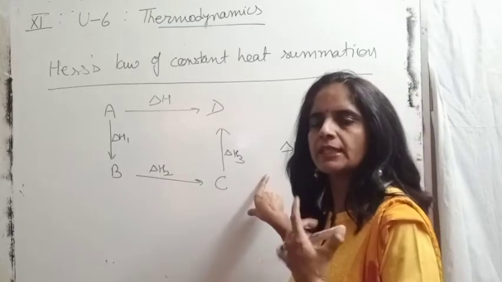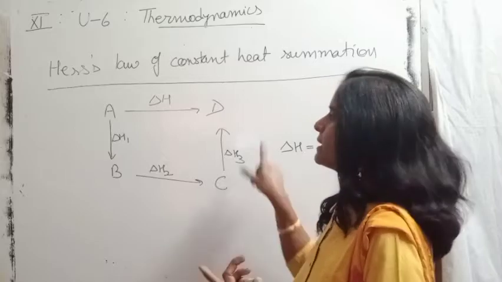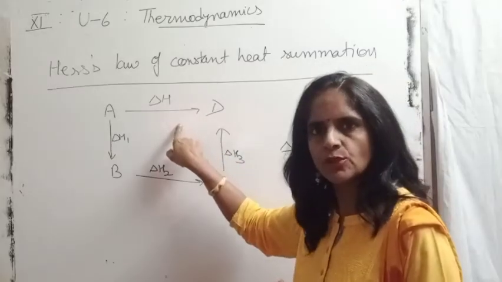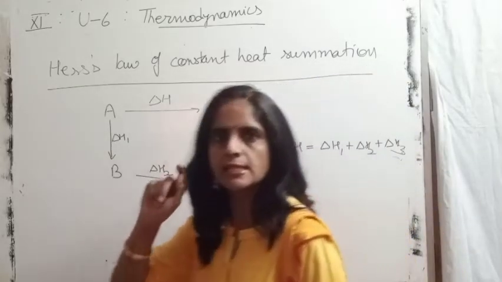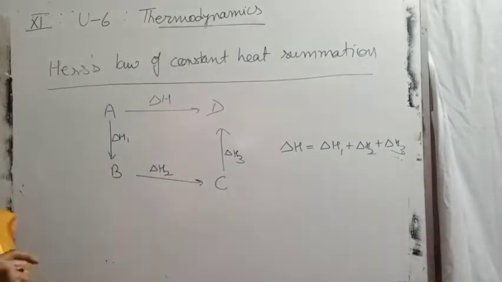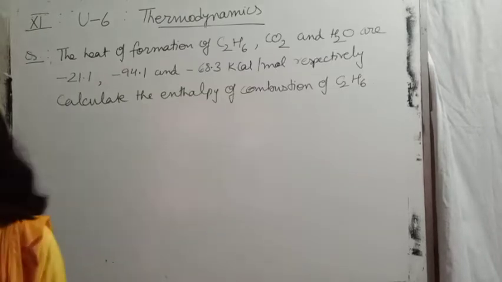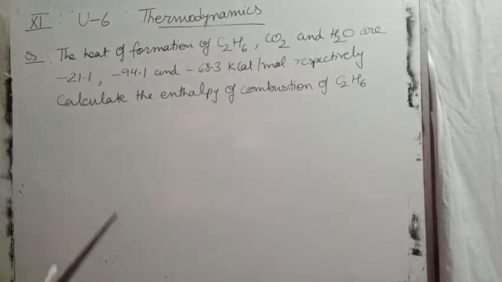Dear children, I am repeating this definition: the overall enthalpy change of a process is the sum of enthalpy change of individual steps. This is Hess law. Okay, now we are doing this question.